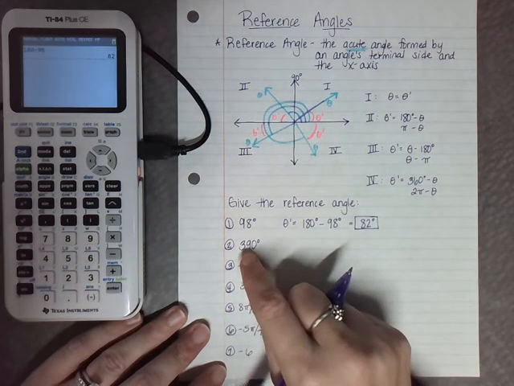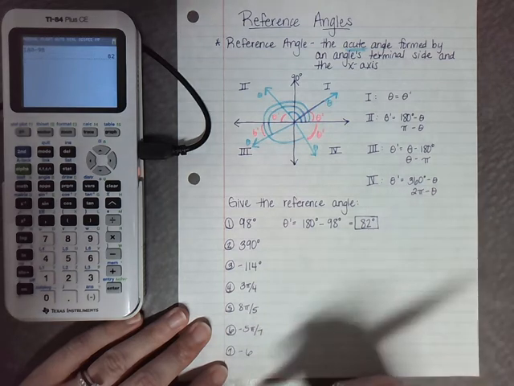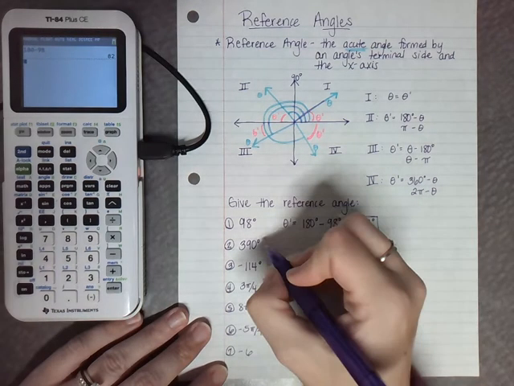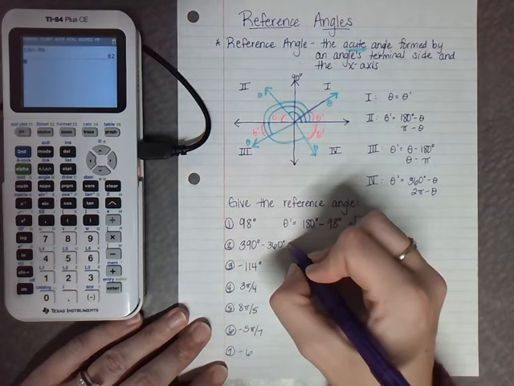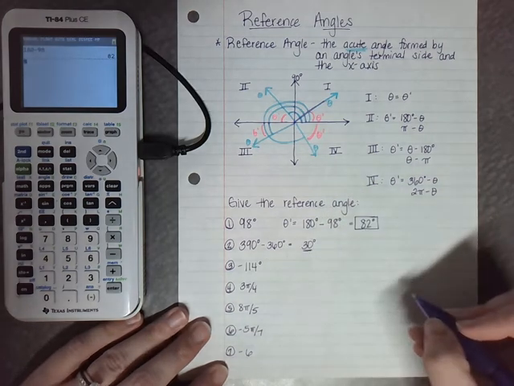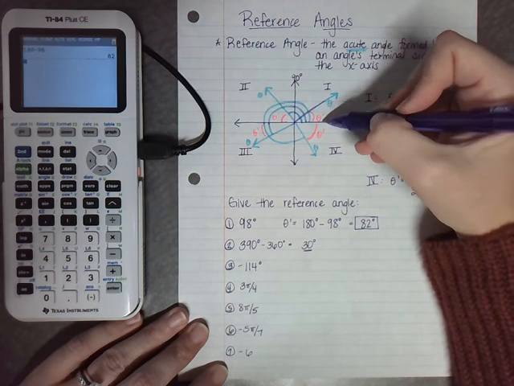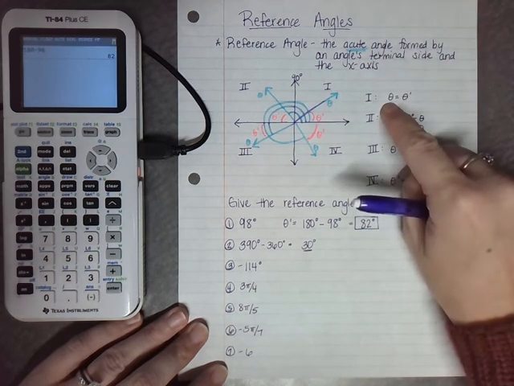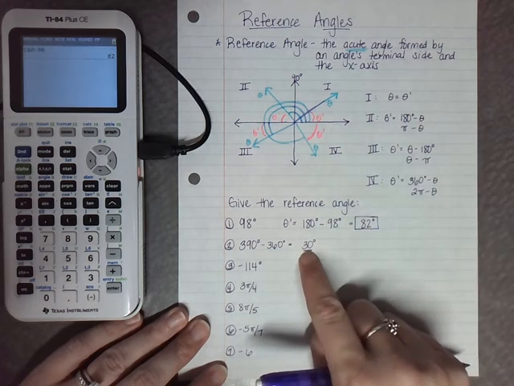Number 2, 390 degrees. Now that's bigger than 360, so remember we like to think of our angles being between 0 and 360 or between 0 and 2 pi. So what I would do first is I would subtract 360 from that, subtract a full revolution to get the coterminal angle, which is 30. Okay, so 30 is the angle we really want to think about. 30 is in quadrant 1. We haven't reached 90 yet, so 30 is in quadrant 1. Remember, if you're in quadrant 1, your reference angle is itself. So our reference angle is 30 degrees.